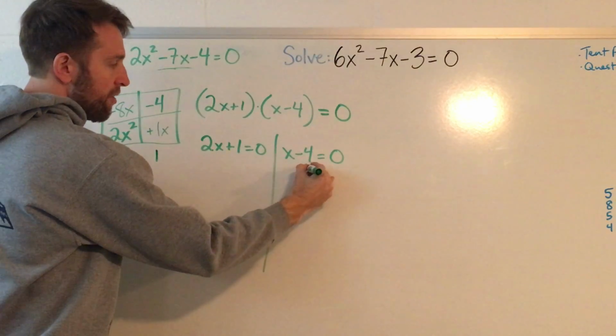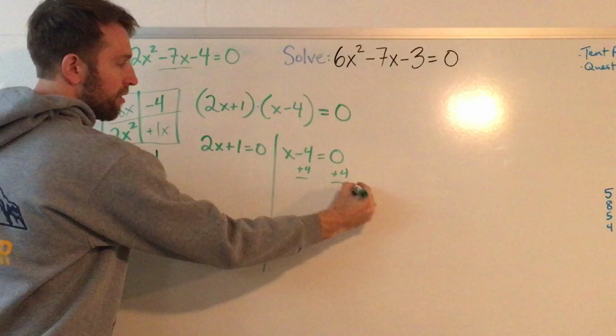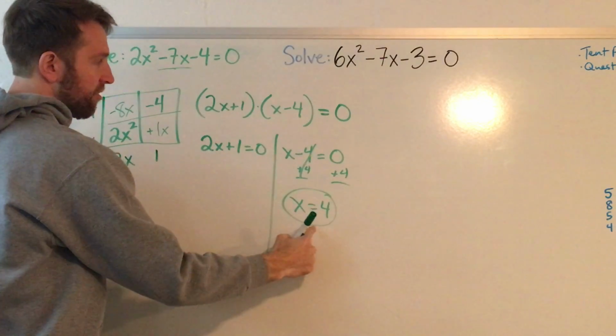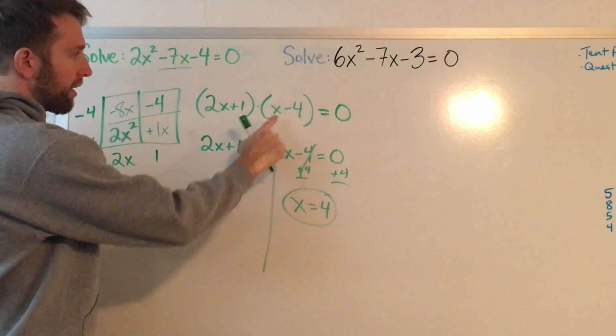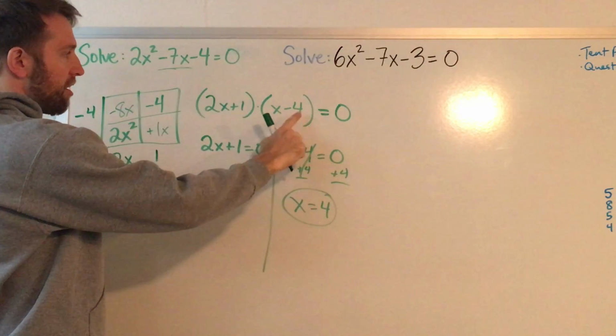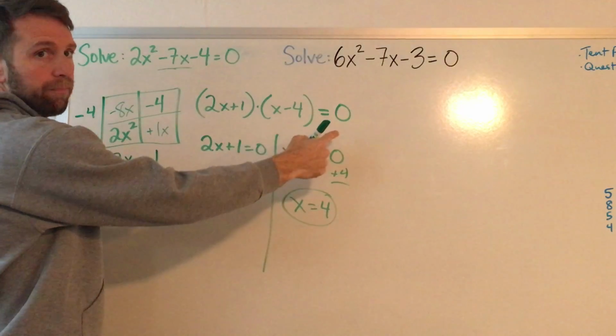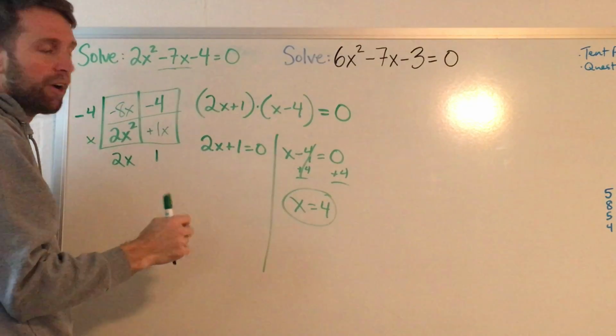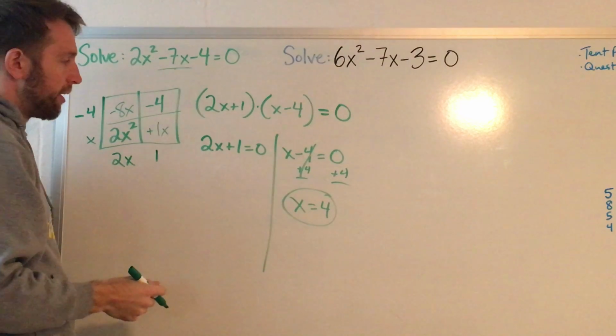This one's pretty easy. You add 4 on both sides. Boom. X is by itself. One of the x's to solving this problem is 4. If you plug in 4, 4 minus 4 is 0. 0 times anything is 0. We could also plug 4 back into the original, and it would also give us 0. That would take a little bit more work, but you could do it.